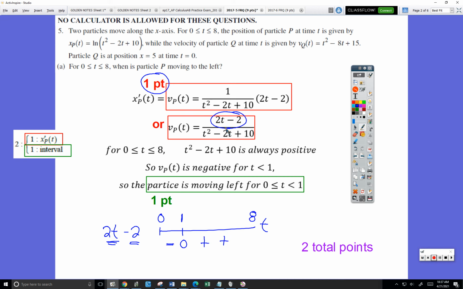The denominator of my velocity formula is always positive. The numerator is negative between time 0 and time 1. So that's why I wrote down that. 1 point for getting that answer. They didn't ask for justification, so you didn't have to explain anything. You just had to come up with the right interval that the particle is moving left during this time. I found that to be quite a bit of work to get that 1 point.